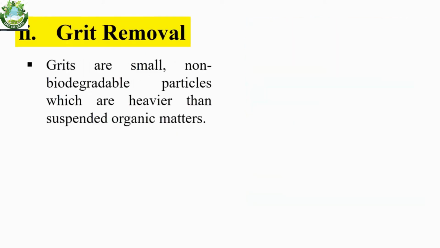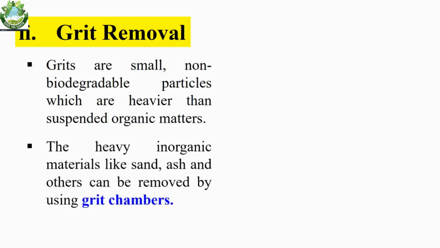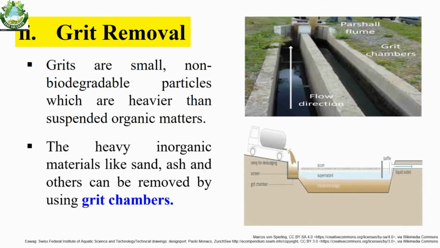Next, which can be used for the preliminary treatment, is grit removal. These grits are small non-biodegradable particles which are heavier than suspended organic matter. They can be removed carefully by regulating the flow velocity of sewage in the grit removal tank. In this technique, heavy inorganic material like sand and ashes can be removed by grit chambers. This is based upon the simple principle of sedimentation due to gravitational force. Means in a grit chamber, the sewage wastewater is allowed to stand for some time, and due to sedimentation, or gravitational force, the large solid particles settle down.